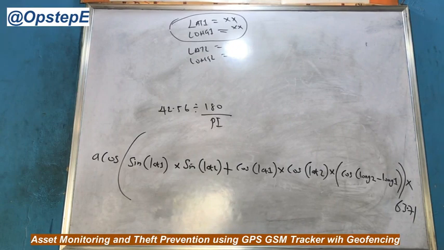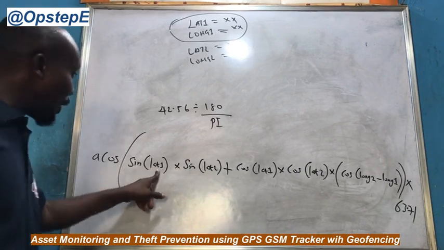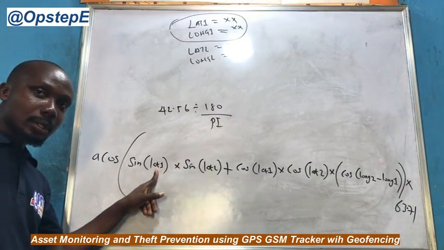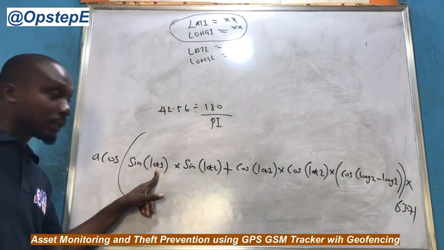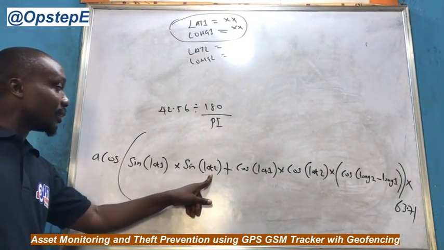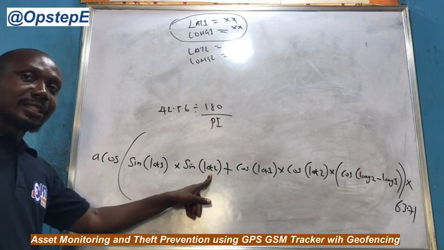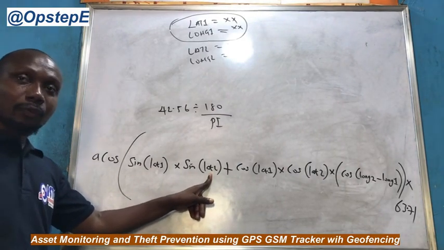Sir, you know what latitude we are putting here? Is the radian latitude for our starting point? Yes. How about this? The radian latitude for where? For the new location.